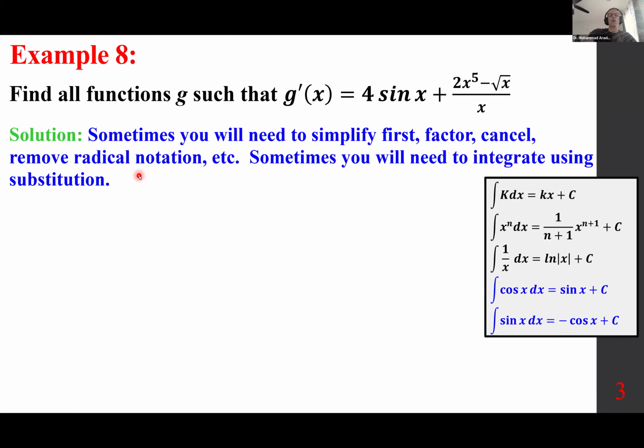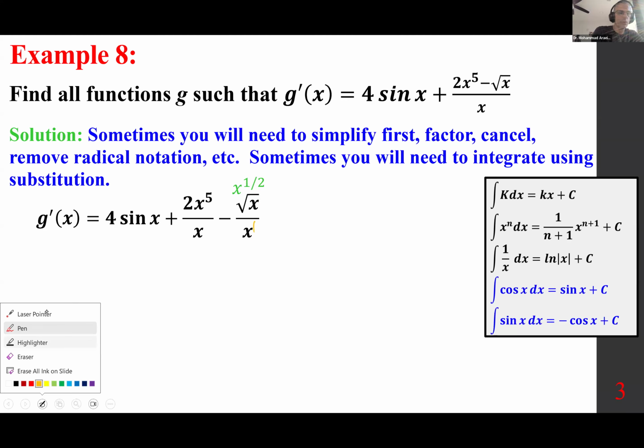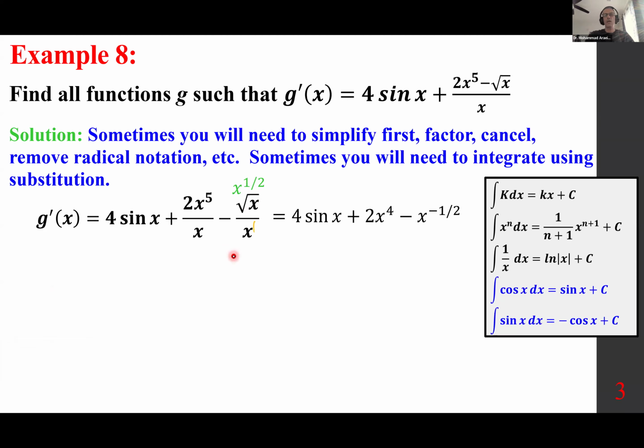In this case, for the 4 sine x, we're going to split this into two fractions, and change square root of x to x to the power of 1/2. So this becomes 2x to the power of 4, and this one is x to the power of 1/2 over x to the power of 1, which is x to the power of 1/2 minus 1, or negative 1/2. We put it in this format. Therefore, g of x is the integral of the right side dx.